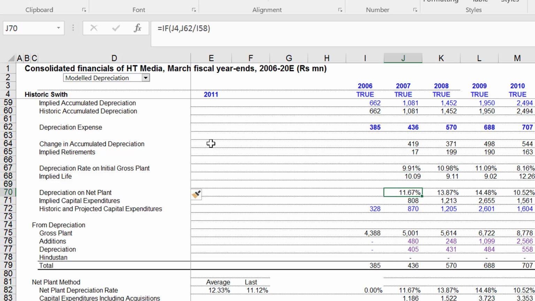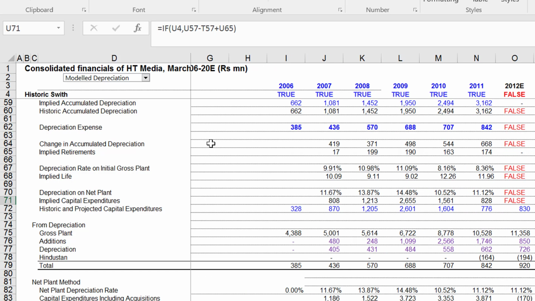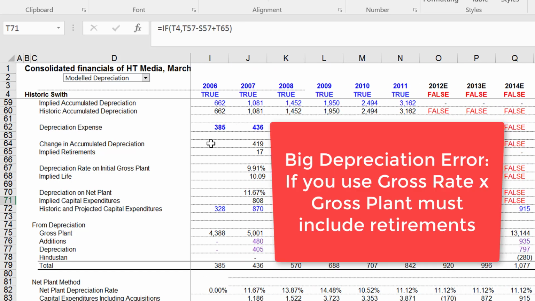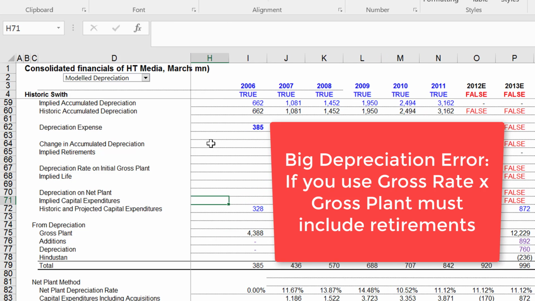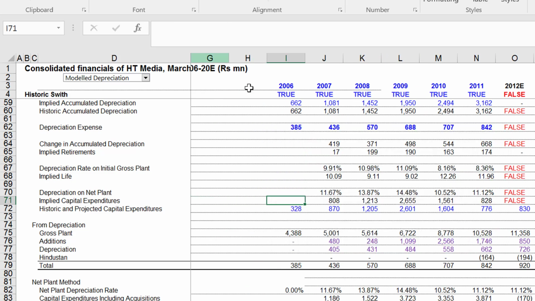All right, but that gross plant doesn't always increase. It decreases as well. And if you're going to do that, you're going to have to reflect the retirements of assets. I've said this a lot of different times, and it's a pain to really do it. Now, they also, okay, we should really have done this.